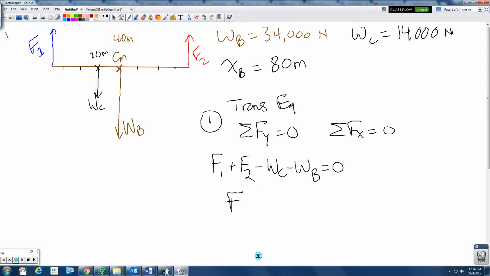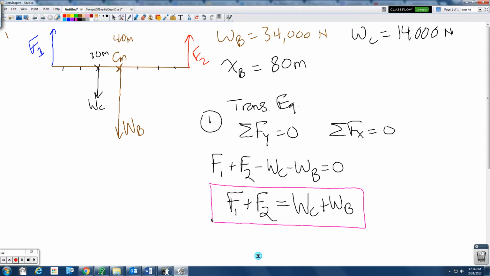So I can clean this up a bit and get rid of my negatives. Or, conceptually it helps too. My upward forces equal the sum of my downward forces. Okay, so let's make this fuchsia equation 1. Because we have the measurements for WB and WC, we know this must be equal to 34,000 plus 14,000, which is 48,000 newtons. So F1 plus F2 will have to be equal to 48,000. Now we know something. That'll be an equation we hold on to.